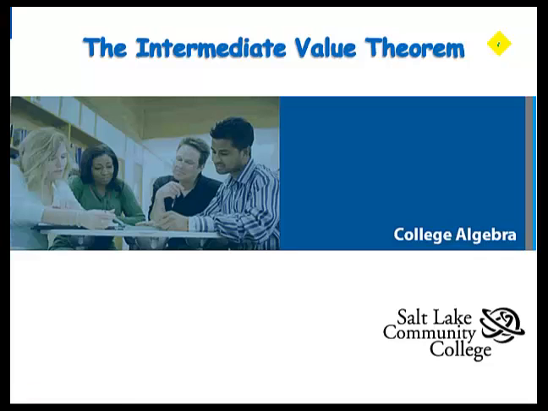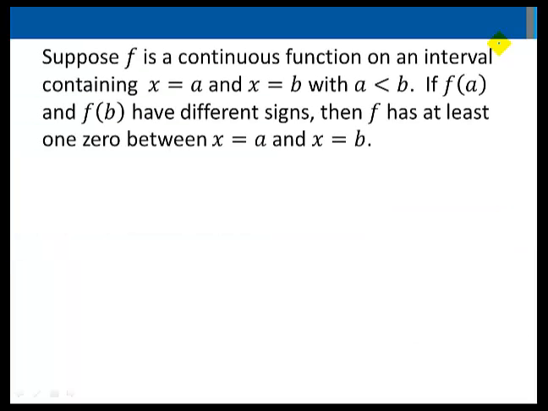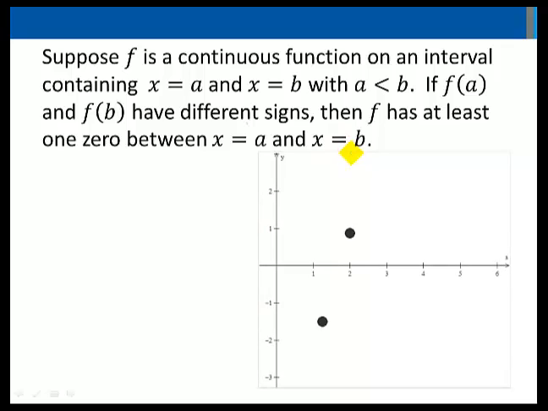In this lesson, I will discuss the intermediate value theorem. Suppose f is a continuous function on an interval containing x equals a and x equals b, with a less than b. If f of a and f of b have different signs, then f has at least one zero between x equals a and x equals b.